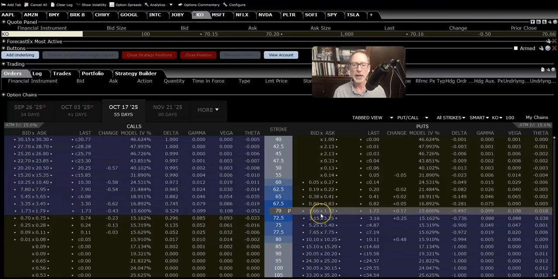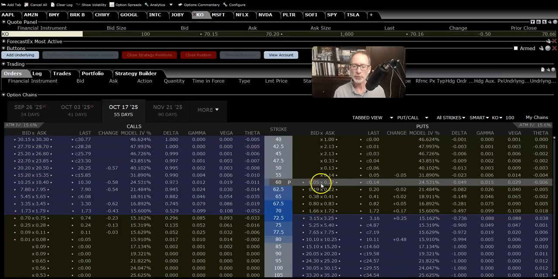So let's just say Coca-Cola went up over the next month, and all of a sudden these things are worth $1.25 per contract. Okay, so you sold it for $1.69. Now it's worth $1.25. You can buy it back for $1.25. That'll close out the trade, and you've locked in that gain from $1.69 where you sold it to $1.25 where you bought it back, and you've made that 44 cent per contract gain, or 44 actual dollars.